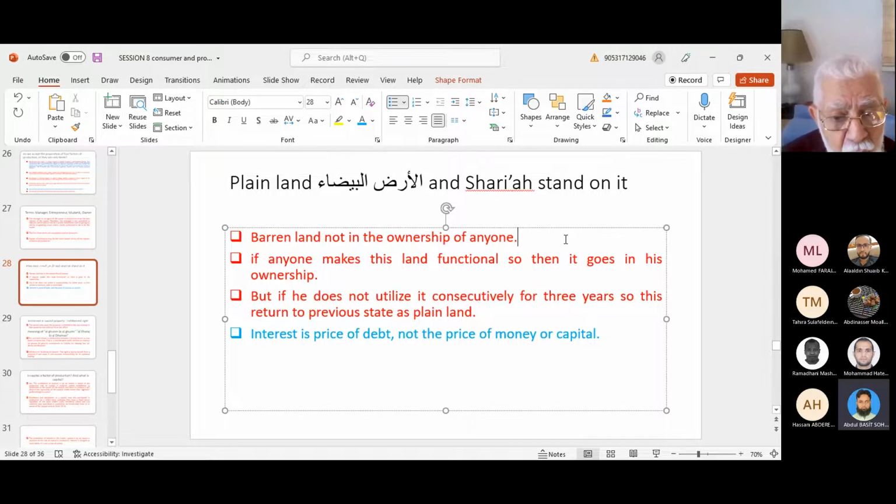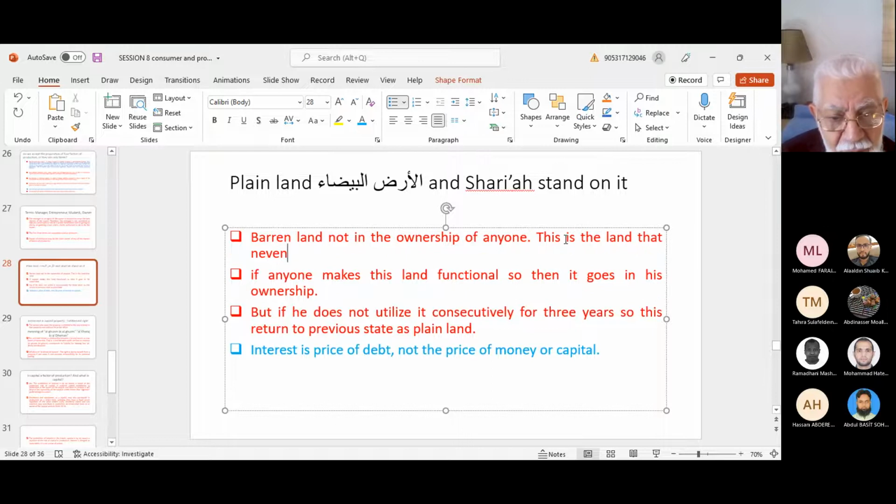Land that was owned, but we don't know its owner. If it was owned and we don't know its owner, then it really becomes a property of the state. It goes similar to Kharaj, property of the whole society, and the state can manage it any way it likes. It is not, if it has been owned before.